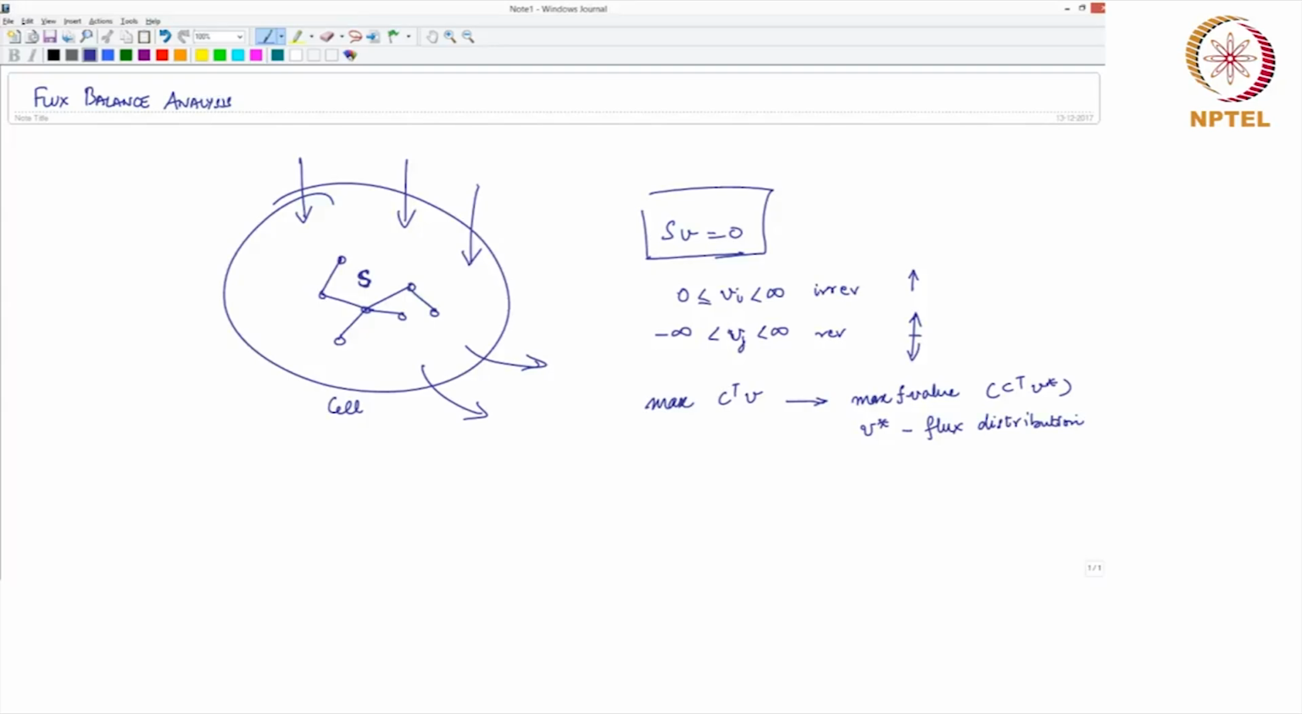What can you now tell me about the uniqueness of v star and c transpose v star? Have you studied linear programming before? You may need to call in some logic of linear programming here. It is interesting to note that this is unique, whereas this is not unique.